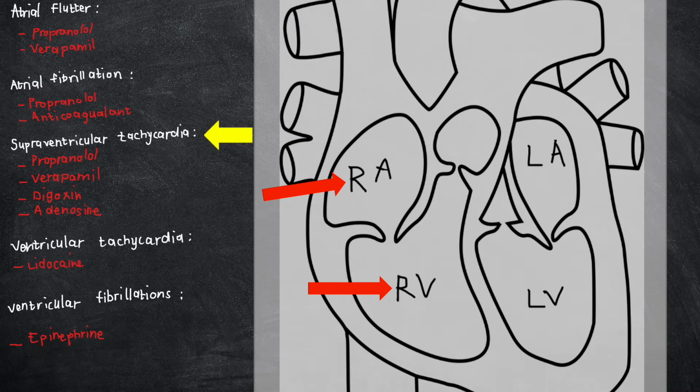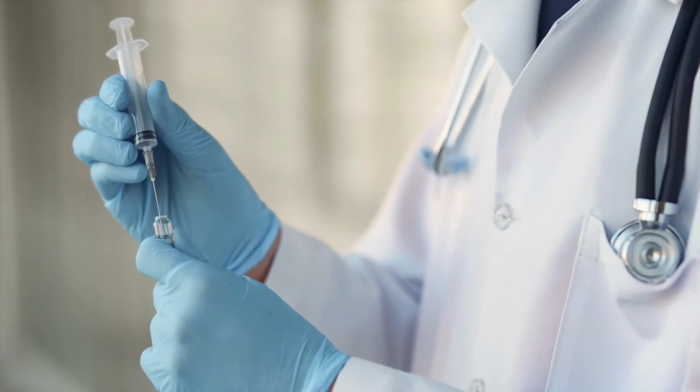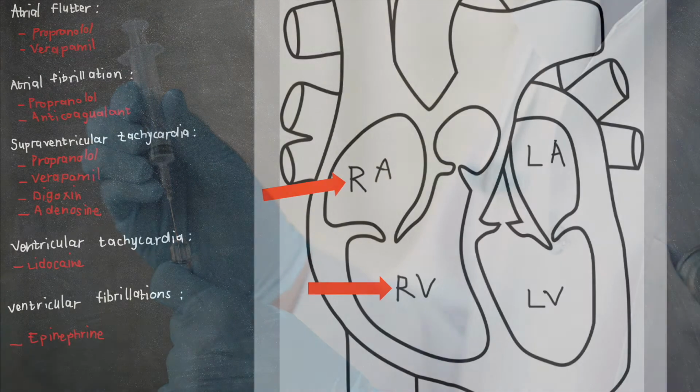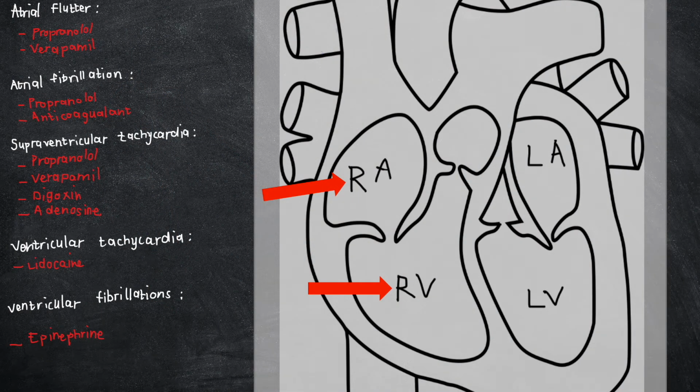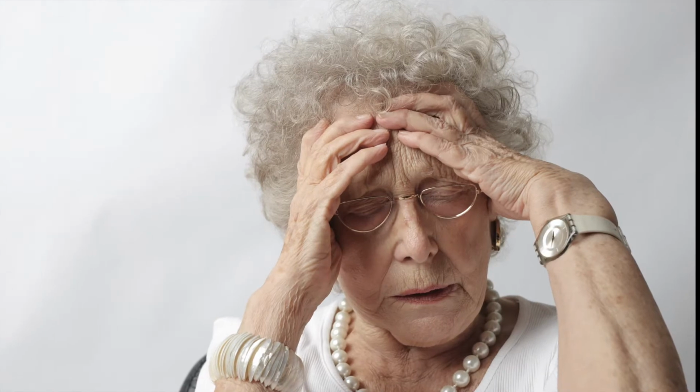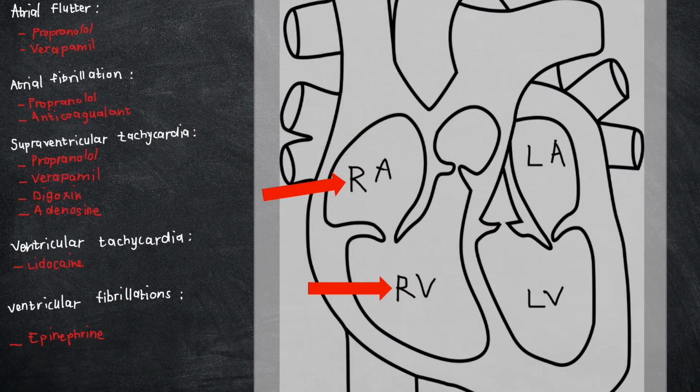Supraventricular tachycardia, we're going to use propranolol, verapamil, digoxin or adenosine. Alright, ventricular tachycardia, this is usually acute, so you're going to treat it with lidocaine, which comes in an IV form. That's also an emergency situation. And this is a common cause of death in patients who had a recent myocardial infarction, because this tachycardia can develop into a ventricular fibrillation. And then to treat a ventricular fibrillation, we're going to look at epinephrine, also an emergency drug.